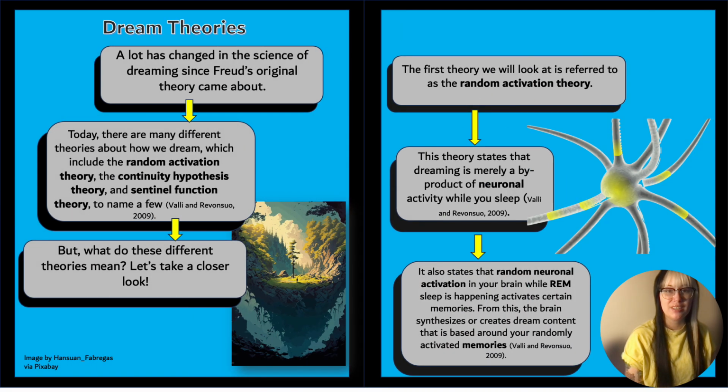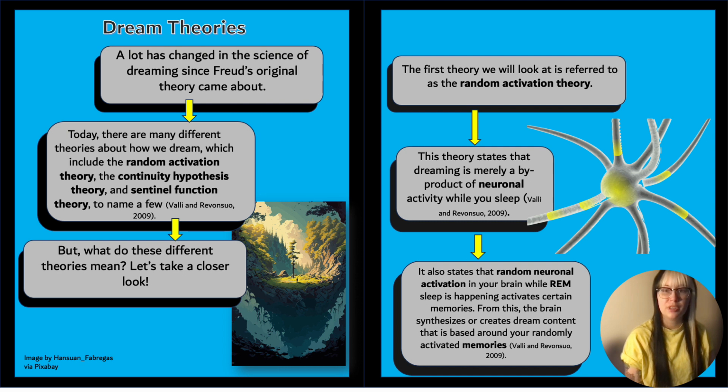A lot has changed in the science of dreaming since Freud's original theory came about. Today, there are many different theories about how we dream, which include the random activation theory, the continuity hypothesis theory, and the sentinel function theory, to name a few. But what do these different theories mean? Let's take a closer look.